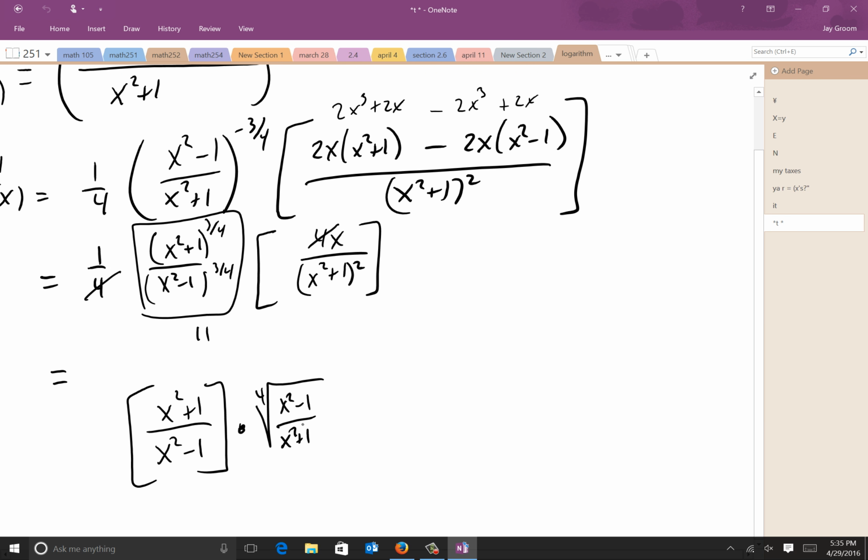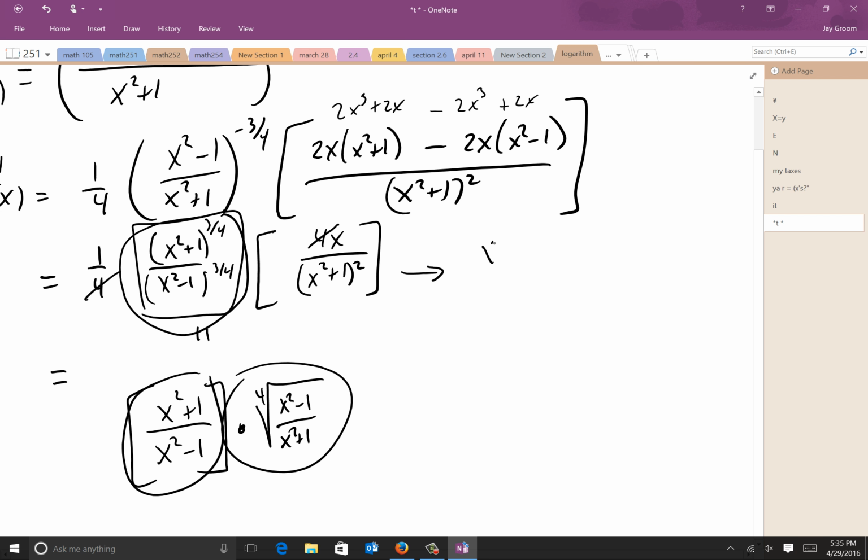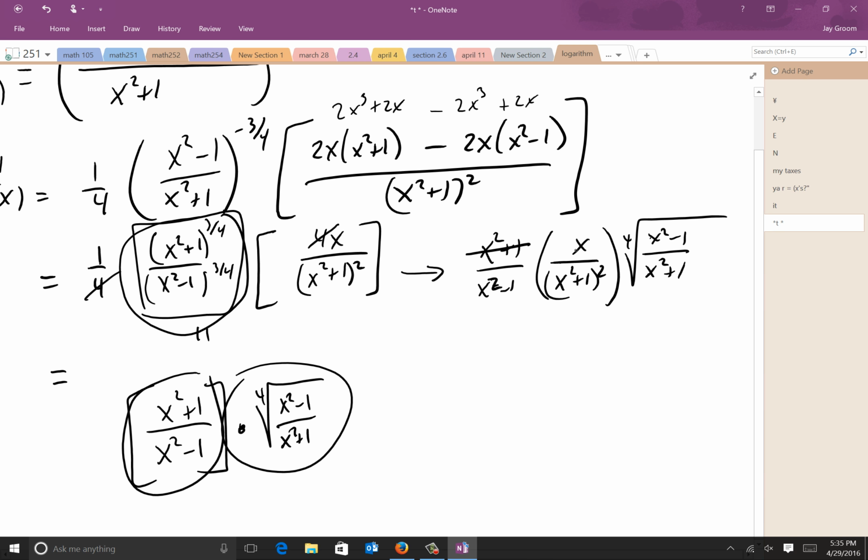You with me? So I'm going to introduce, I'm just going to come over here a little bit. So what I'm going to end up with is I'm going to rewrite this thing right here as this thing times this thing. So I'm going to have x squared plus 1 over x squared minus 1, like so, right, times x over x squared plus 1 squared times this mess. And I only know that because that's where I know where I need to go. But if I didn't know that ahead of time, I'd just end up with a different version of it.